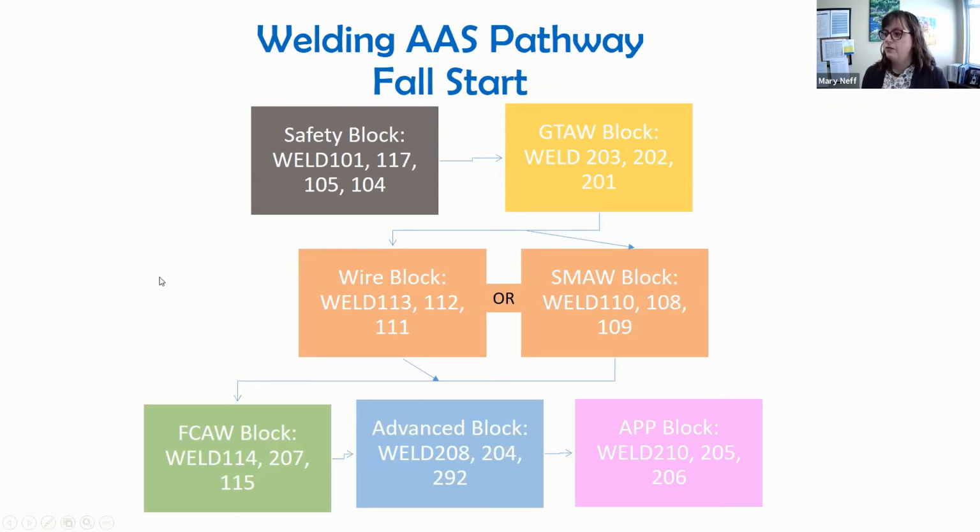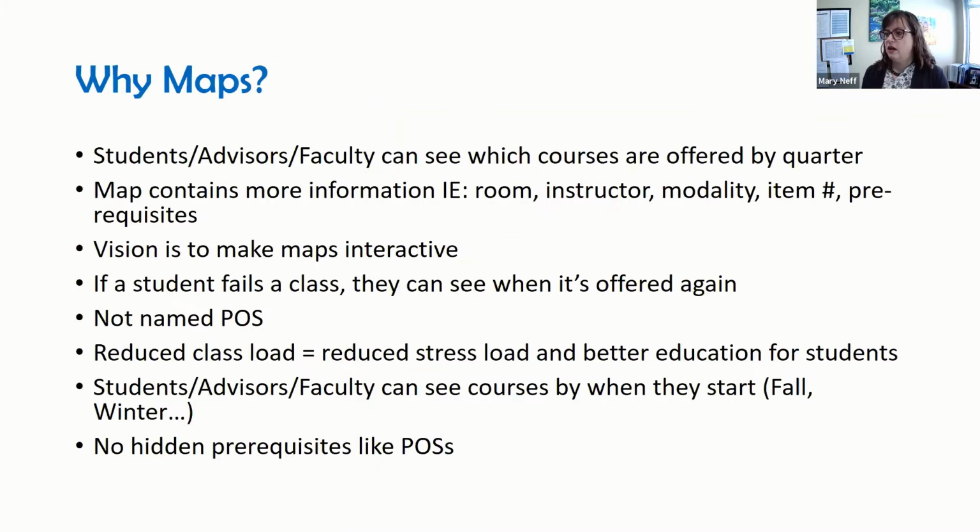Okay, so I went through kind of the whys and the whats, and there's a ton more. One of the first things is curriculum mapping is part of guided pathways. A big reason for guided pathways is equity and inclusion, so that everybody has access to the information and it's really clear and they can plan their childcare, whatever they need to do around their schoolwork. So students, advisors, and faculty can see which courses are offered by quarter.